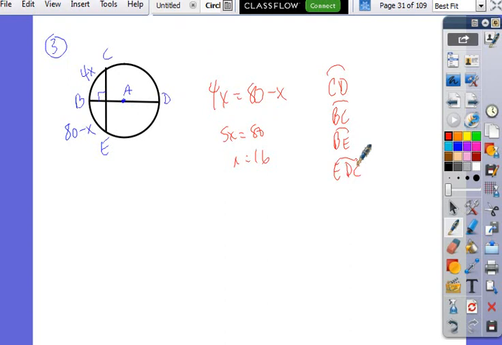Take that 16 and plug it in. So 4 times 16 is 64. So that would give me the BC part. And then BE would be 80 minus 16. How would I find something like ED right there?